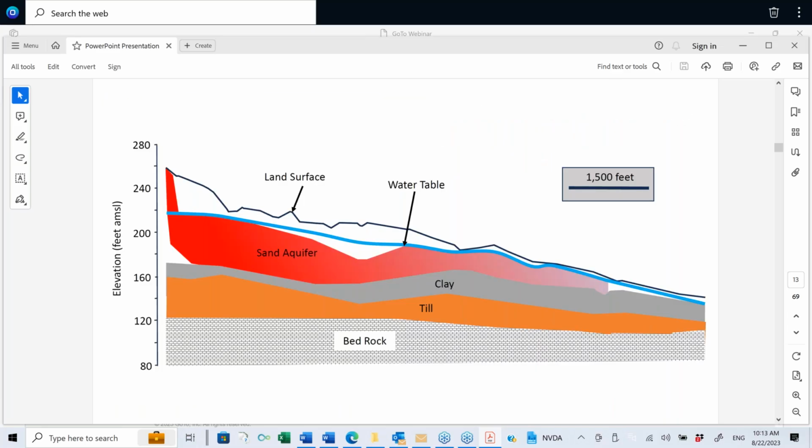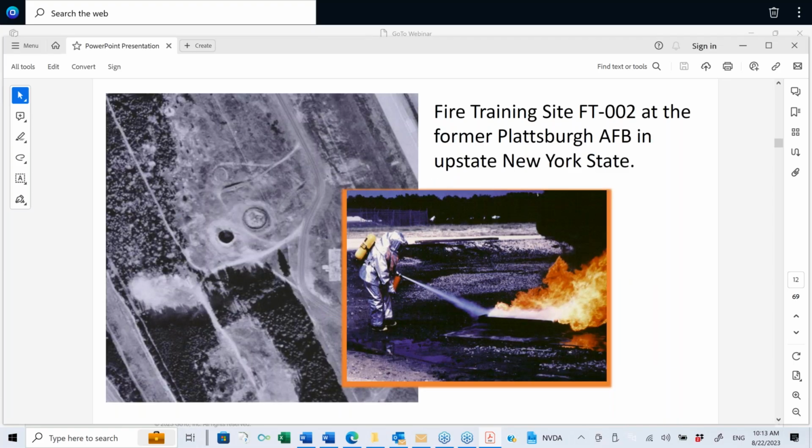And so at this particular site in upstate New York, I am at the Fire Protection Training Site FT002 at the former Plattsburgh Air Force Base in upstate New York. It's about, oh, I don't know, 30 miles south of Canada on Lake Champlain.